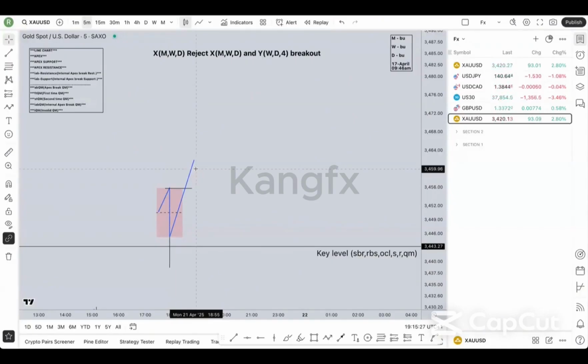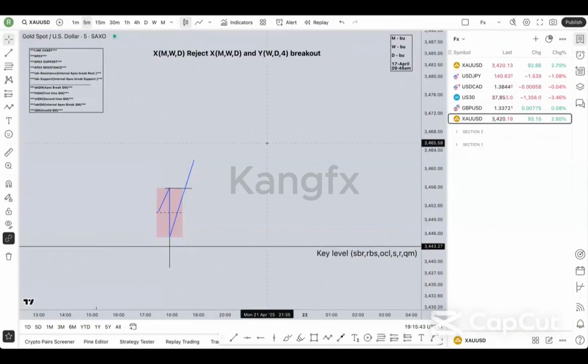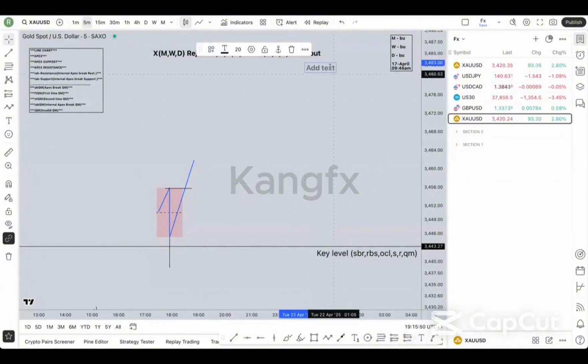Now, if you're doing this on weekly, then what do we expect? Weekly reject weekly. The key levels must be on weekly. The candle that is rejecting must be on a weekly candle. Then the breakout must happen on daily time frame. So you see, I'm not trying to rush the class. For daily, say daily rejects daily.